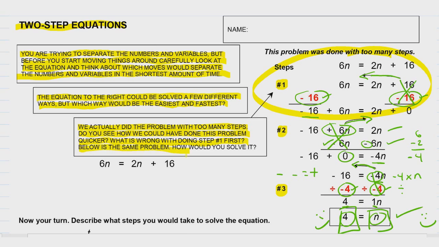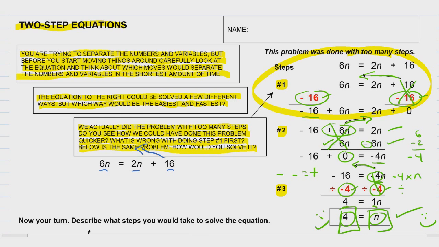Below is the same problem. How would you solve it? So let's take a look at this problem. We have a 6n here, and we have a 2n here, and we have a 16. Well, for their step number 1, they decided to move the 16 over here.